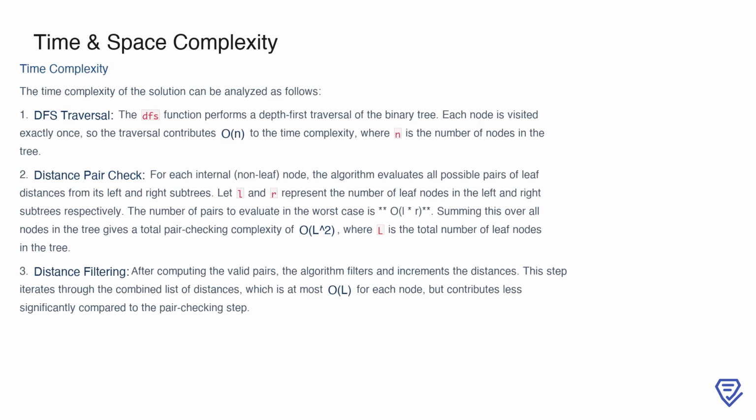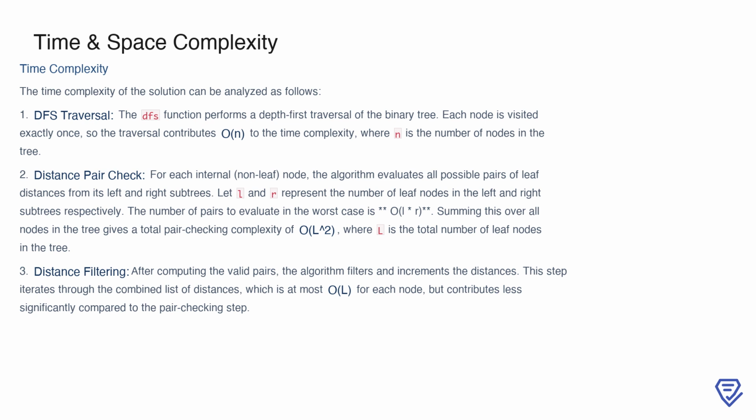To analyze the time complexity of our solution, we start with the depth-first traversal performed by the DFS function. This traversal visits each node exactly once, which means it contributes O(n) to the overall time complexity, where n represents the number of nodes in the tree.